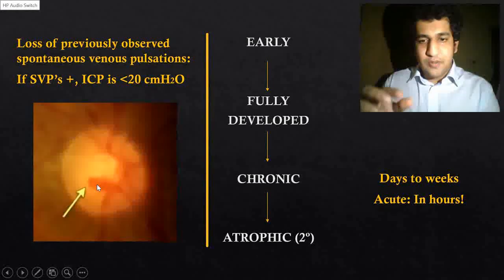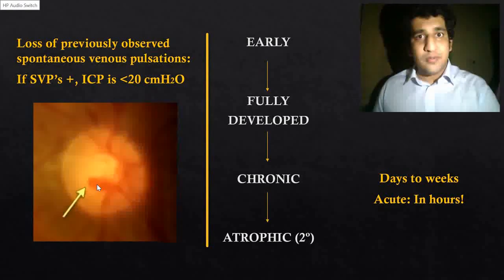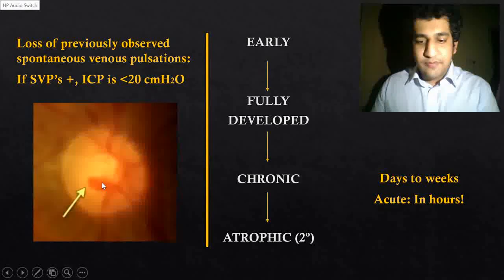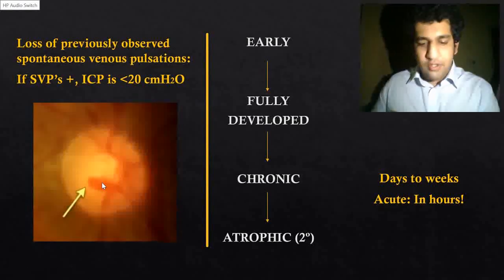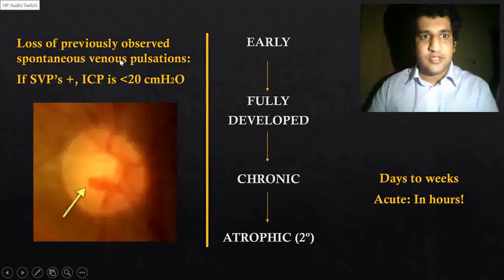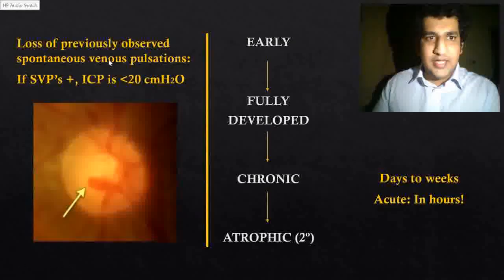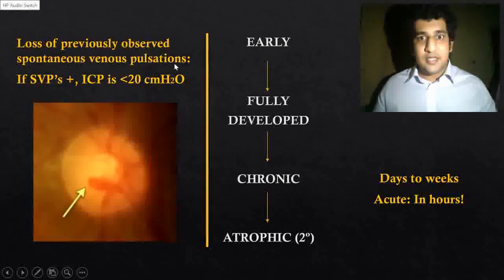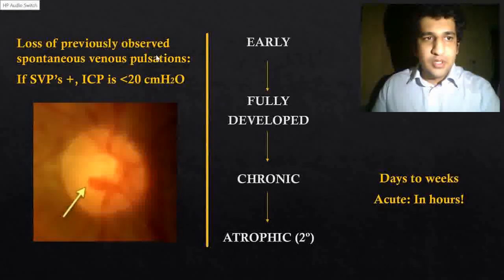How do you see them? A side-to-side pulsatory movement is very difficult to appreciate. Fundoscopy itself is difficult, and in that, a side-to-side movement in the vessels is difficult. So what do you look for? You look for the blood column within the vein, and you will see the oscillatory nature of the blood column within the vein. That's what you call a spontaneous venous pulsation. So if you see that, the ICP is less than 20 centimeters of water. Loss of spontaneous venous pulsation is the earliest sign of papilledema. Now, why have I written loss of previously observed SVPs?